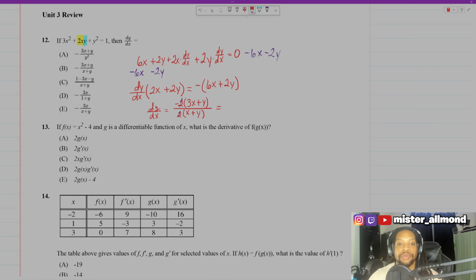And so I'm left with a negative, and then I got a 3x plus y over x plus y. Please tell me that's an answer choice. B. Negative 3x plus y over x plus y. Yes. That one's not too bad. I feel like the factoring part or simplifying part of it was the hardest part.